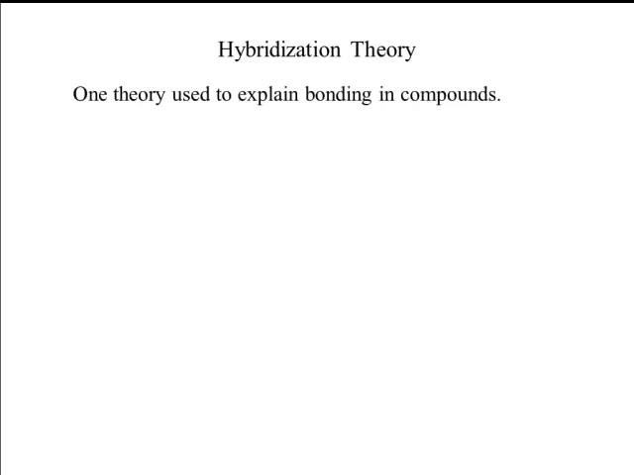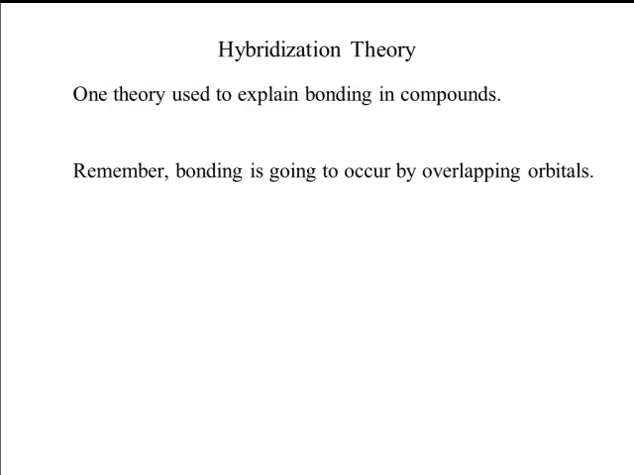Now, hybridization theory is just one theory that's going to be used to explain bonding in compounds. There are other theories out there that address certain things that hybridization theory can't explain. The thing to remember whenever we're dealing with bonds is that bonds occur by overlapping orbitals. So we talked about s, p, d, and f orbitals. We have electrons in these orbitals, and they're going to be unpaired electrons. An orbital with one unpaired electron in one atom is going to overlap with another orbital that's got one unpaired electron in another atom to form that bond. That's how the bonding is going to occur.